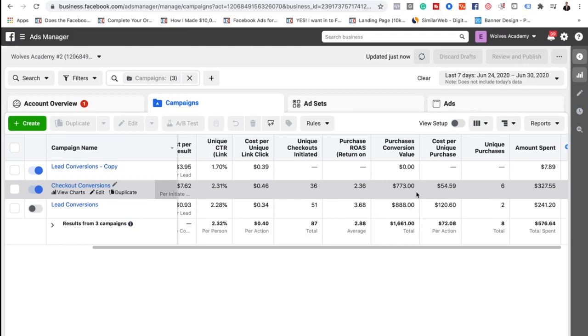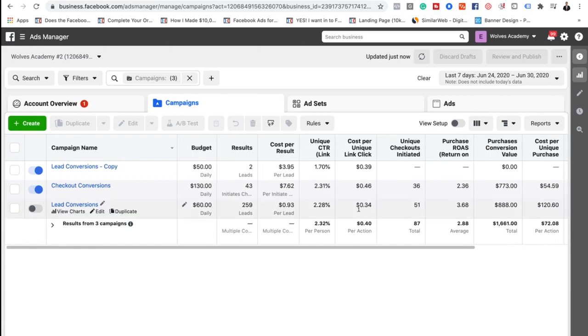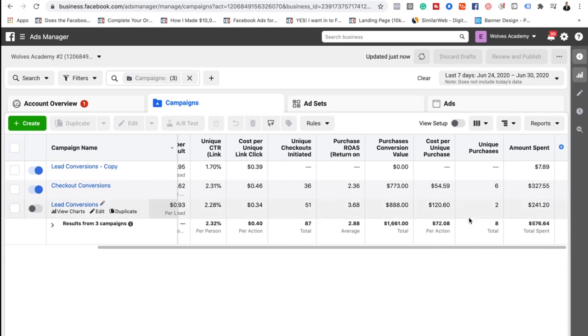Now, let's look at this. The reason why I'd be willing to turn this campaign back on is for two reasons. Number one, it is below the $128, which will basically give us a break-even campaign. The reason I'm willing to do a break-even campaign is because there's 259 leads, so a portion of those leads will convert into customers in the future. Additionally, we can still have a shot at getting this cost per purchase lower.